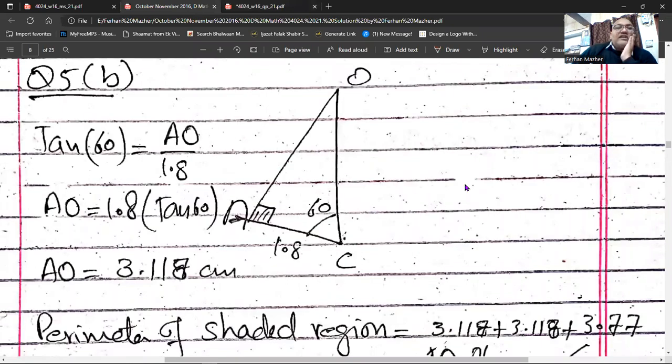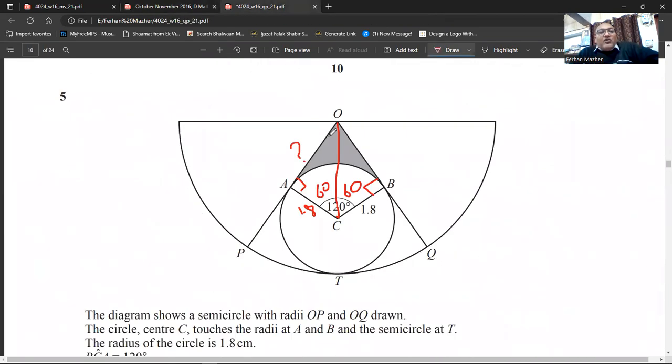So here we go. Tan of 60 will be OA divided by 1.8. So AO will be equal to 1.8 into tan of 60. That will be 3.118 centimeter. So then the perimeter of that figure will be OA plus OB. That will be also these tangents, this tangent and this tangent. You know, the tangents from the same external point to the same circle are equal in length. So whatever is the length of OA, same is the length of OB.